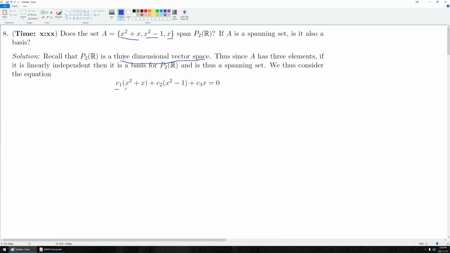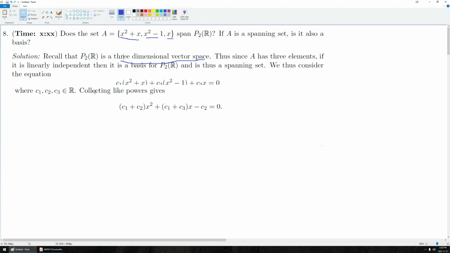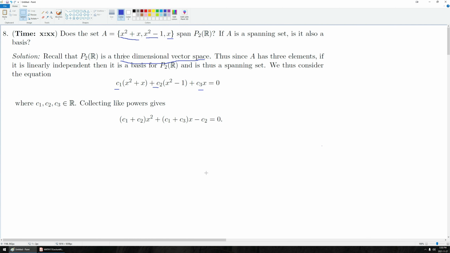And I'm going to consider this equation here to test for linear independence. So here the C1, C2, C3 are simply going to be real numbers. Well, similar to what I did before when working with the Legendre polynomials, I'm going to collect like powers. So here, if I look at x squared, I get C2 x squared from this term here, and I get a C1 x squared from here. Add them together, that's all of my x squareds. For x, I have a C1 from this term and a C3 from this term, and for my constant term, I just get minus C2 coming from that.